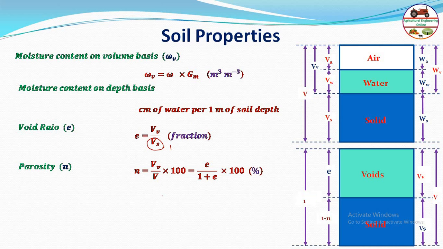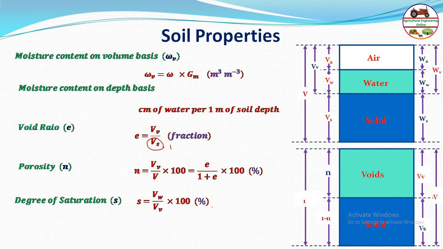So now if you see again, let us interrelate: 1 is the total volume of the soil, and N is the void, which is the porosity, and the rest, 1 minus N, is the volume of solid. Therefore the degree of saturation can be calculated. S will be equal to volume of water divided by volume of void into 100.